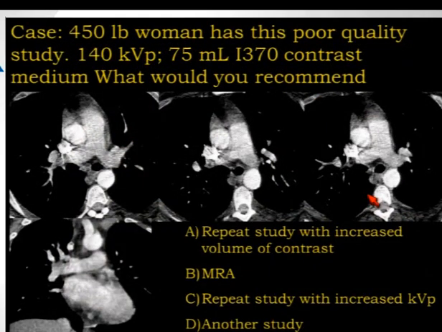Now we're back to our case. And I know it's a little bit difficult to see in here, but if you've thought about this case, how many of you thought that number A would be a reasonable suggestion on this 450-pound woman with this poor quality study? How many thought a repeat study would be a good thing to do? Just show your hands. How about an MRA? How about a repeat study with increasing the kVp? How about lowering the kVp? How about another study? Good.